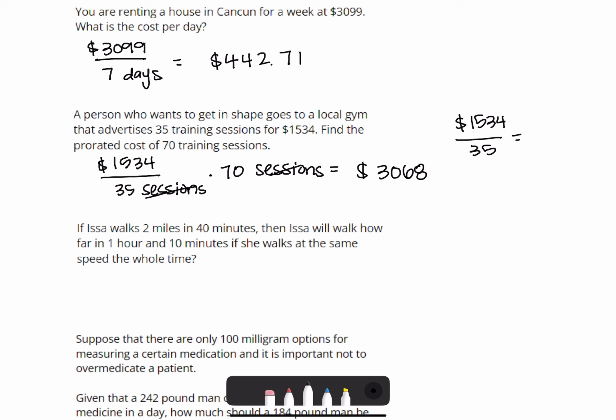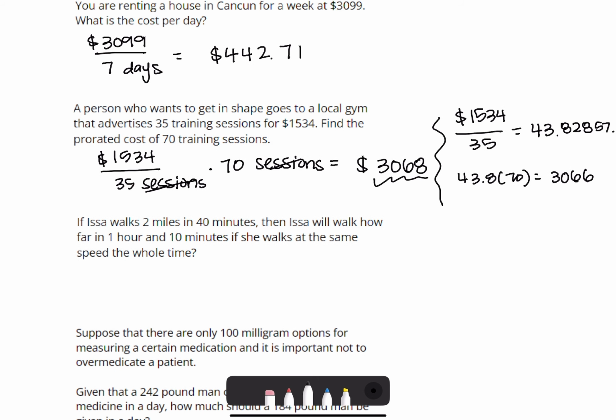As a side note, if you do 1,534 divided by 35, that gives you the cost per session, and it gives you 43.82857, and it keeps going. So if we round, then you'll get an incorrect answer. So for example, if we just do 43.8 times 70, that gives you 3,066. So it's close, but it's not the correct answer exactly.